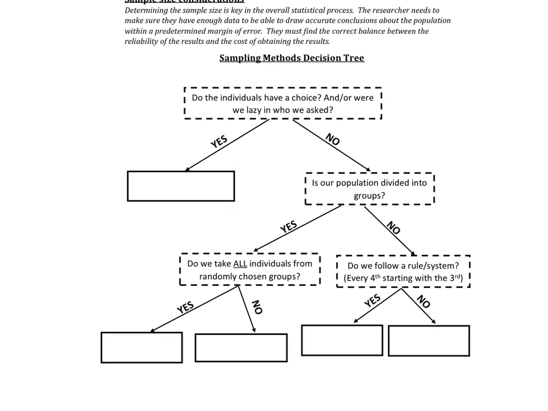So here I have just a little decision tree to kind of help you identify the difference between these sampling methods. So the first question you need to ask yourselves is, do the individuals have a choice, or were we lazy in who we asked? If the answer is yes, then that is convenience. And that is the biased sampling, which is not the best one. If the answer is no, then that's when we have our unbiased, which is the best.